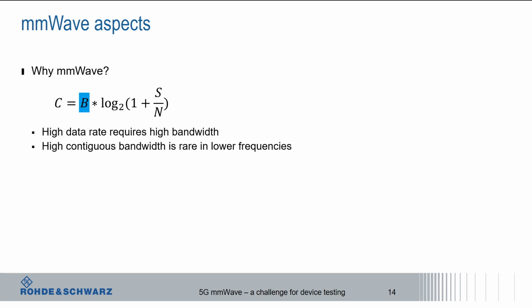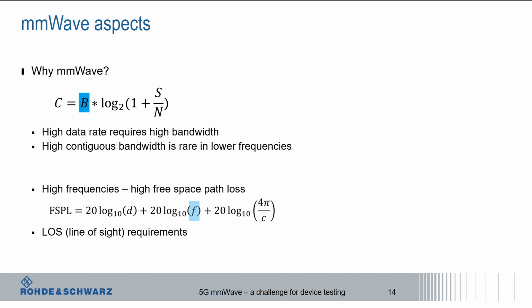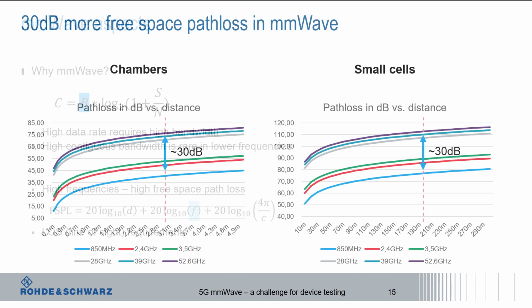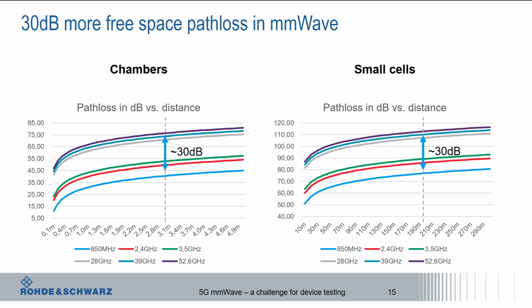Now, high frequencies, high bandwidth, that is nice. What is the downside, though? The downside is that the path loss goes up. The path loss in millimeter wave bands is of course much higher, because you see here the formula for free space path loss, and here you have a frequency dependency. So that means if we go now from, say, 1 to 3 gigahertz FR1 frequencies to 28, 39, or even up to 52 gigahertz in FR2, we have 30 dB more free space path loss in the system.